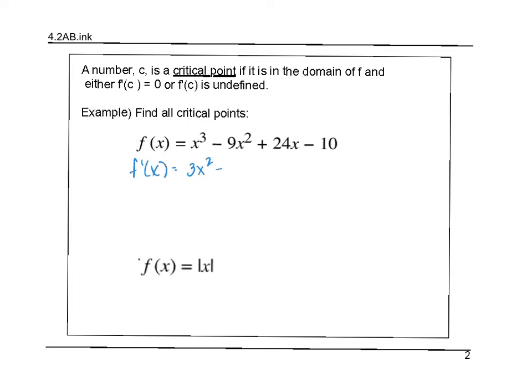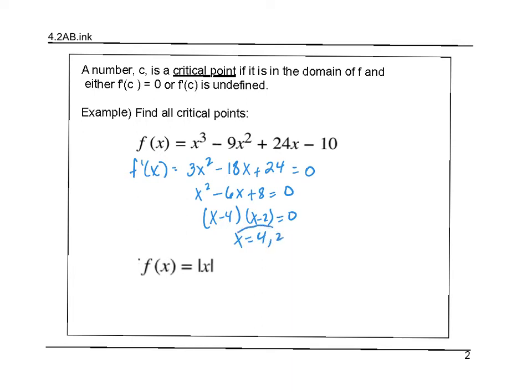So 3x squared minus 18x plus 24. And then we can say to ourselves, well, would this derivative ever be undefined? And the answer is no, because it's still a polynomial and there's no domain restrictions here. So we would set it equal to 0 and solve. So I can divide by 3. Right, I can factor. I can solve. So x is equal to 4 and x is equal to 2.